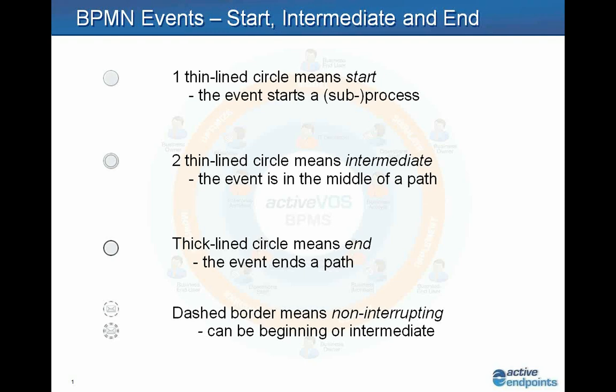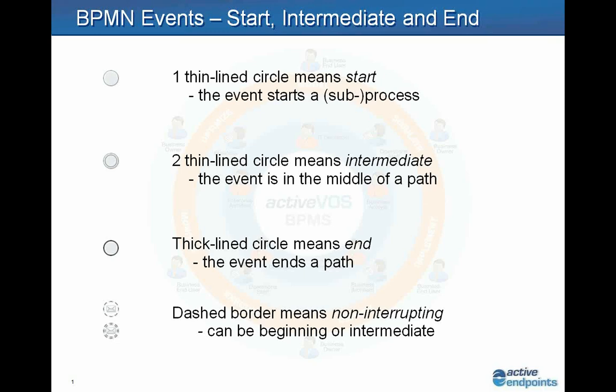BPMN events themselves, there's a few different ways of looking at an event to make sense of it. The boundary of the event, the lines around the circle, the contents of the circle, its color, and then the shape. So let's start with the actual circle itself. An event can be a start, intermediate, or end event, and you can tell that by looking at the circle. If it's a single thin line, it means start. If it's a double line, it means intermediate, which means it's the middle of the path. Something else is already going on. And if it's end, it means this is the end of the path. Nothing should come after it. The end being a thick line.